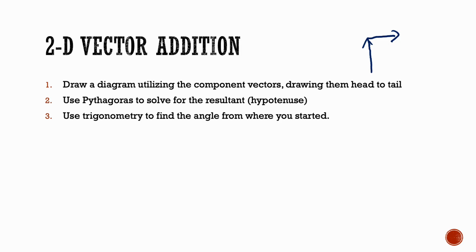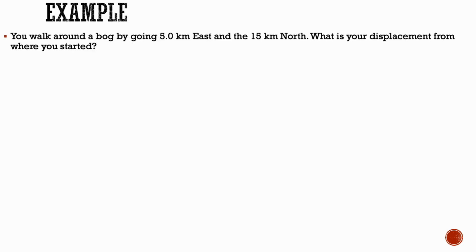Now, most of you are in grade 12, so you will have used sine law and cosine law, so you would also be able to solve ones where they do not make a 90-degree triangle using those laws. We also use trig to find the angle from where you started. So we'll look at an example.